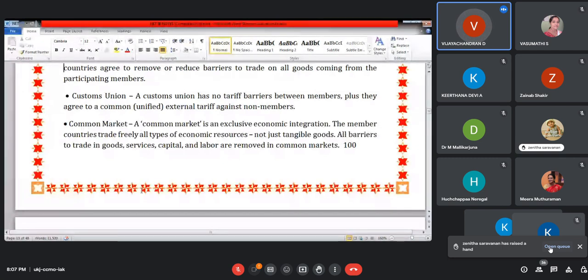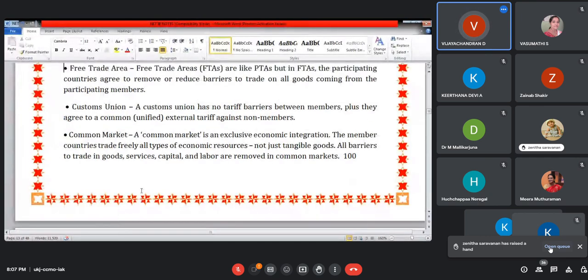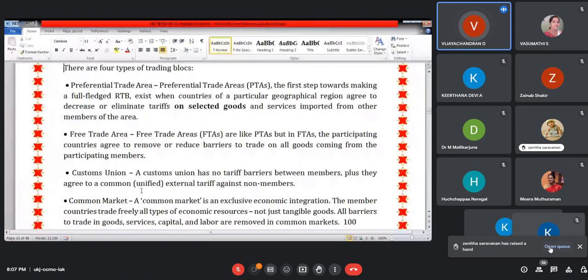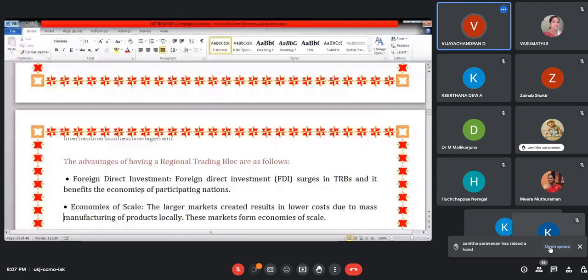Earlier I told you only products and services. But in the case of a common market, they will trade all the factors of production, all the things. So that comes under the common market. I told PTA, particular goods; FTA, all goods; customs union, the non-member country will face a high percentage of tax; common market, 100%, 360-degree freedom, 360-degree free trade.